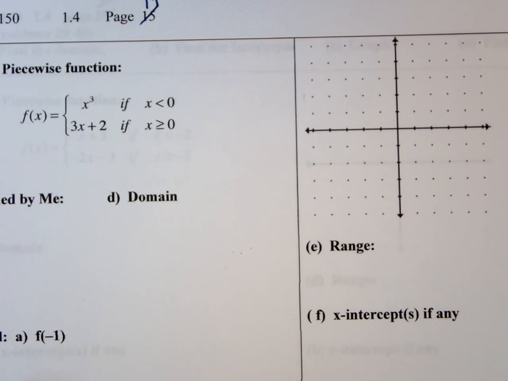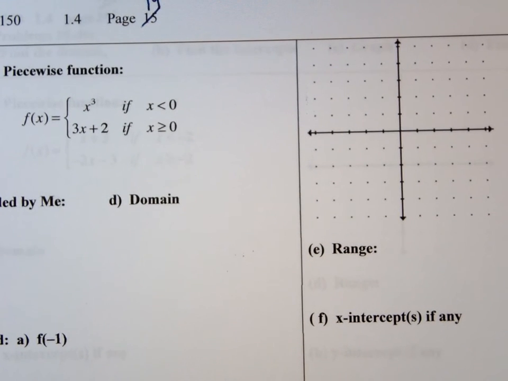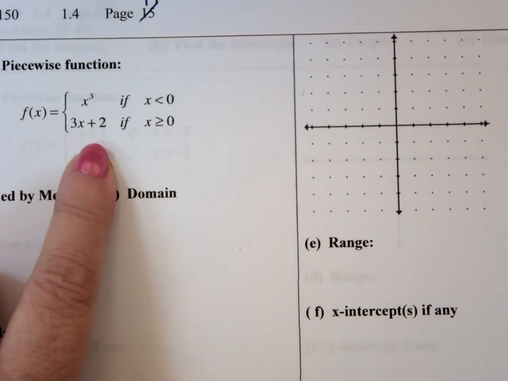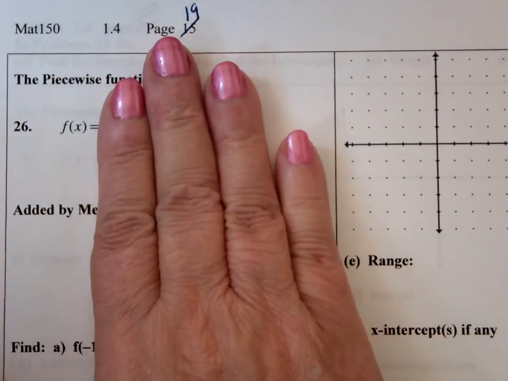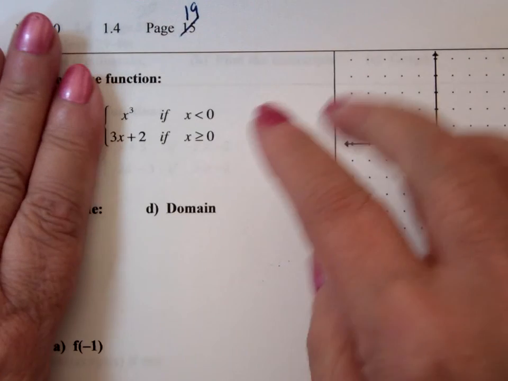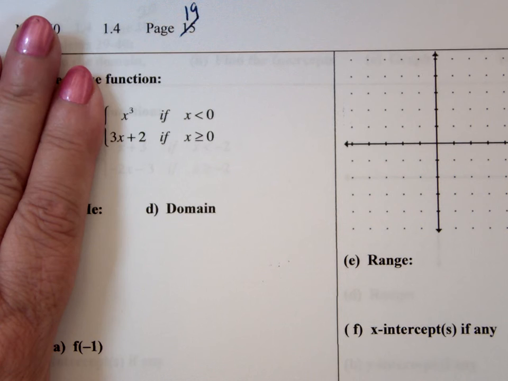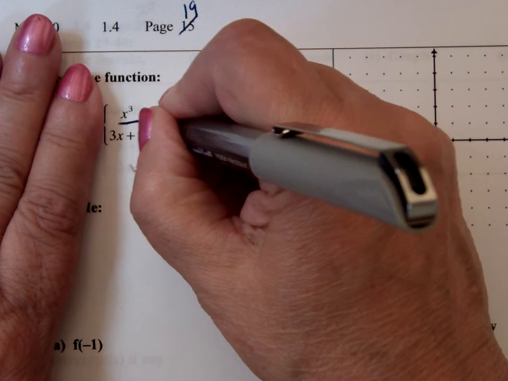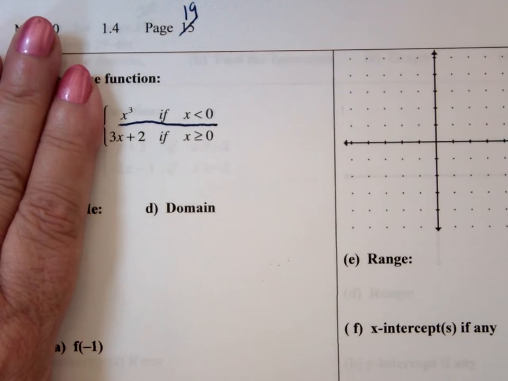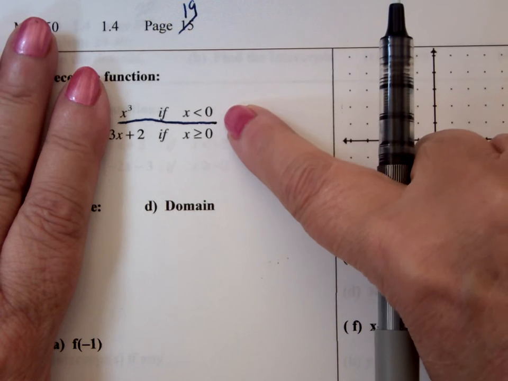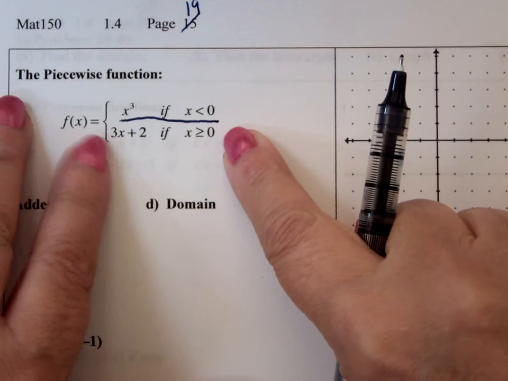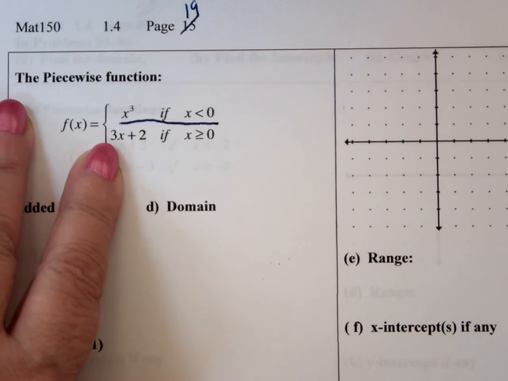In brief, piecewise functions are functions that are graphed in pieces. So when I look at this function, this is one function, which we call f of x. It's defined as how many functions? Two. But each piece has its own set of x values. It says as long as x is less than 0, it's x cubed. But if x is greater than or equal to 0, it's 3x plus 2.